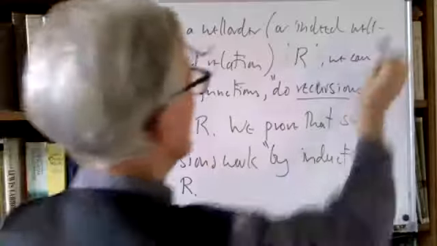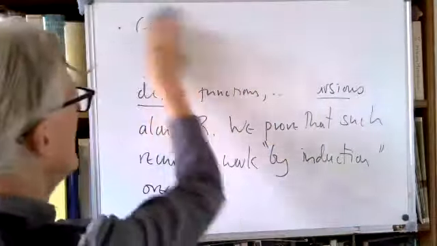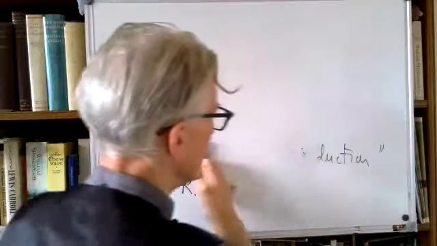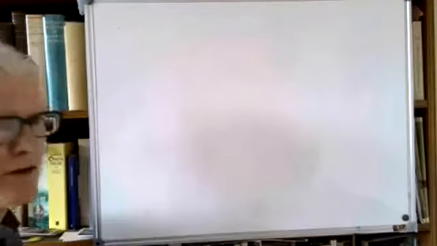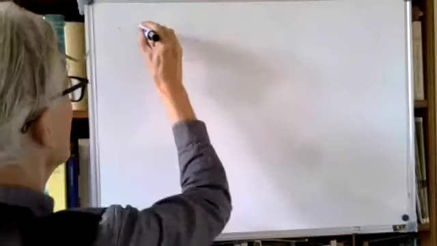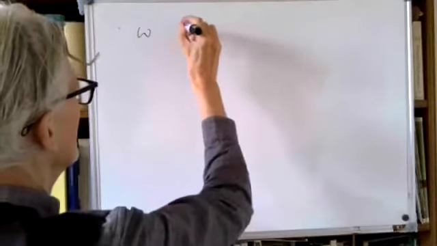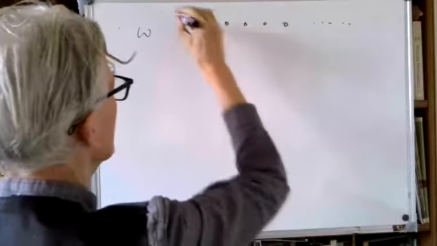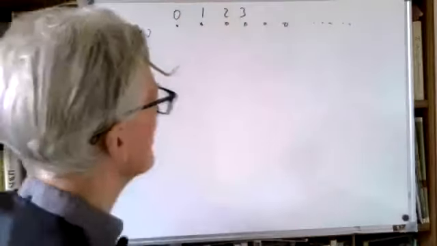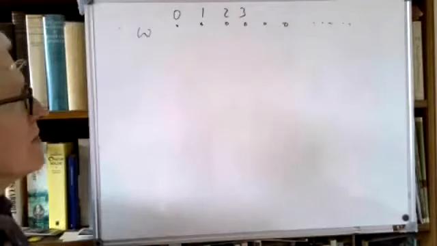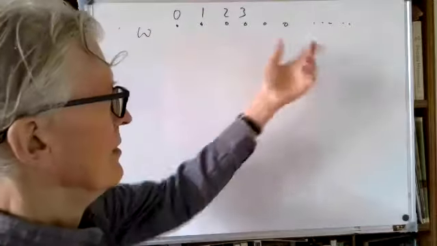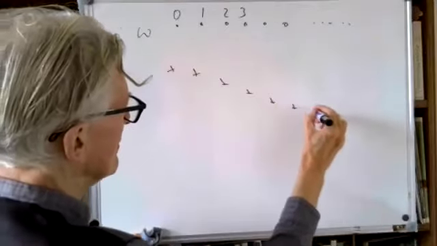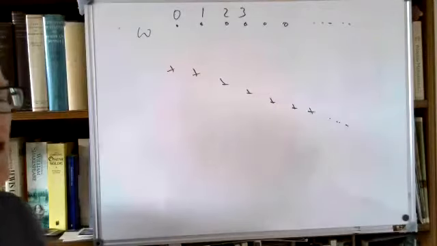So I think of an ordinal as being a picture of a certain kind of type of well ordering. So a picture of omega is like this. And there are many other well orderings that have the same picture. And this is supposed to look like omega.